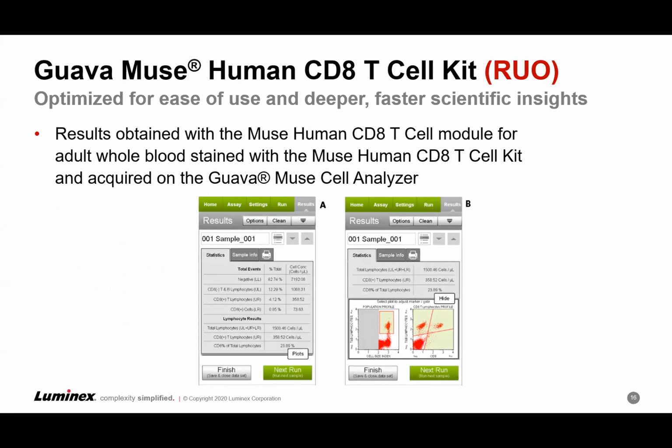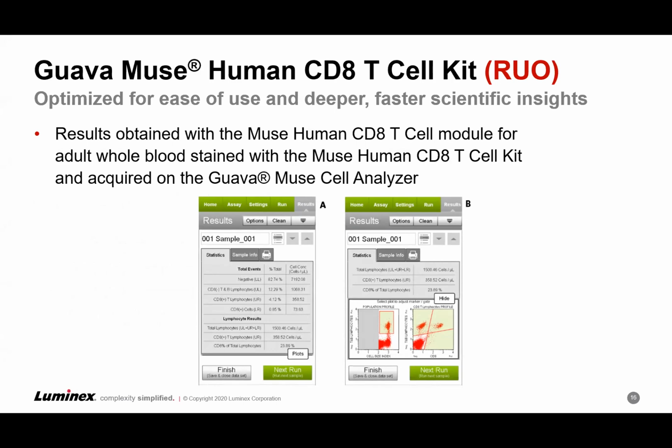Here we see an example where human whole blood was stained with the Muse human CD8 T cell kit and acquired on the Guava Muse cell analyzer. Figure A shows a summary of the data, while Figure B shows results displayed with the optional dot plots. The statistics show the percentages and the concentrations for the results in each quadrant out of the total events.